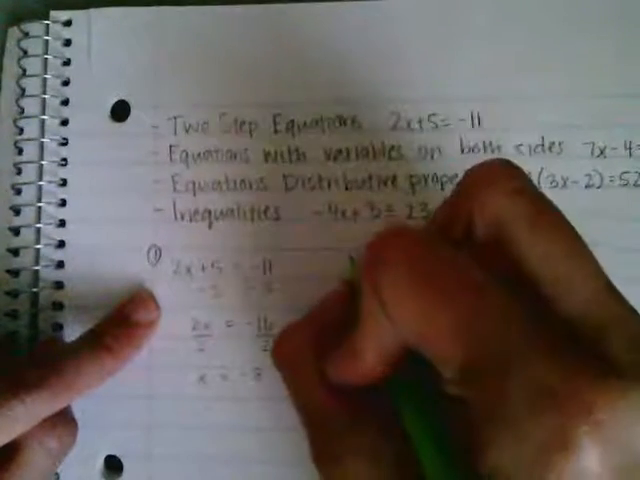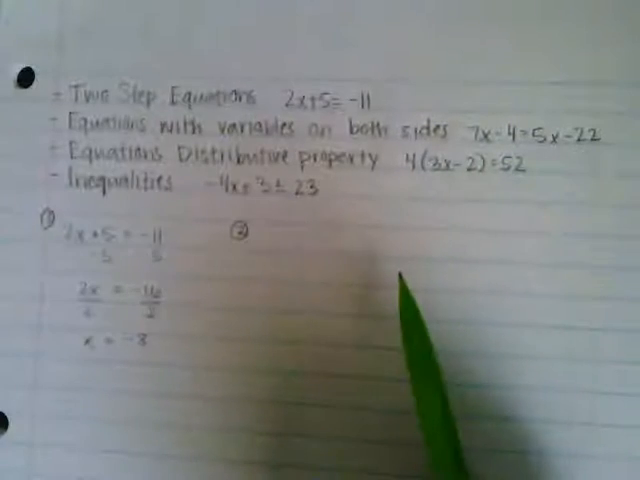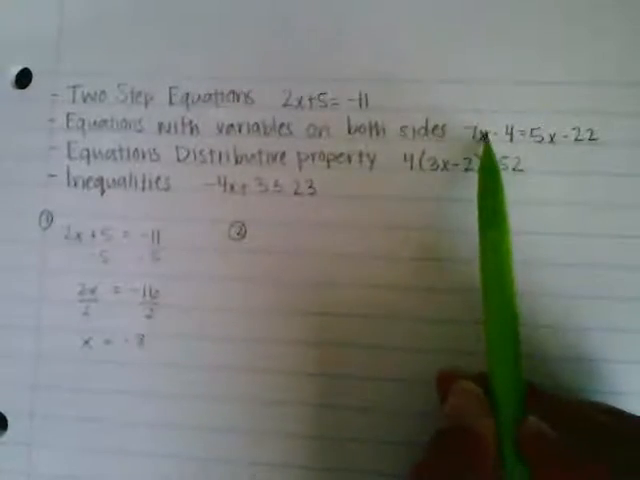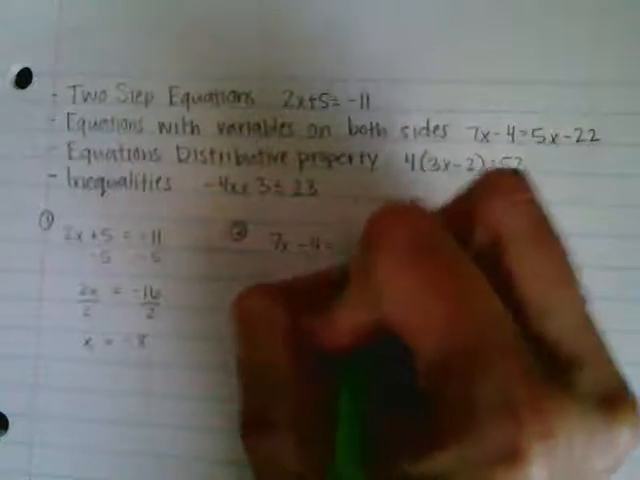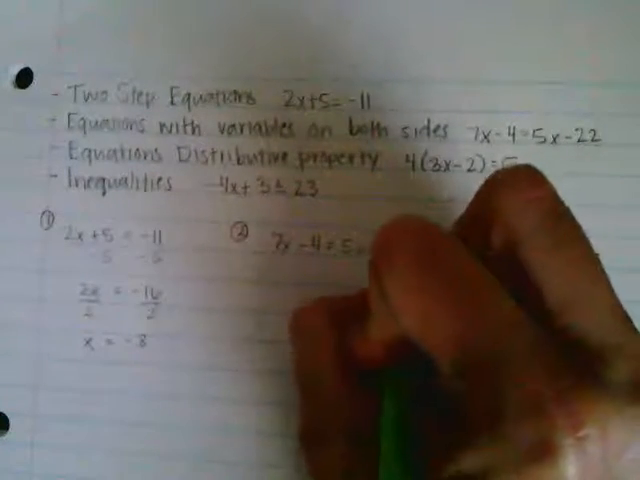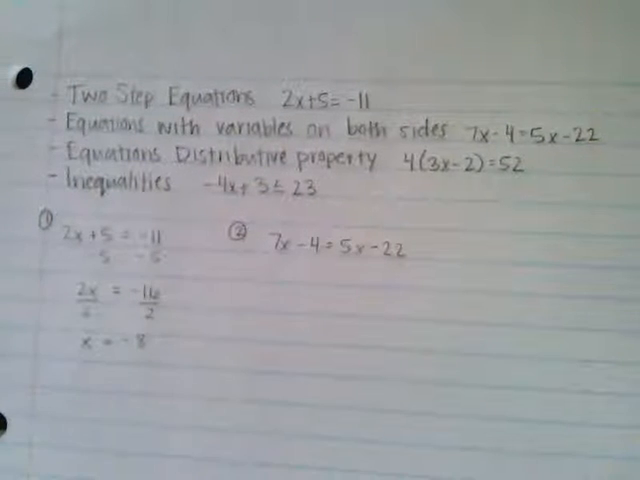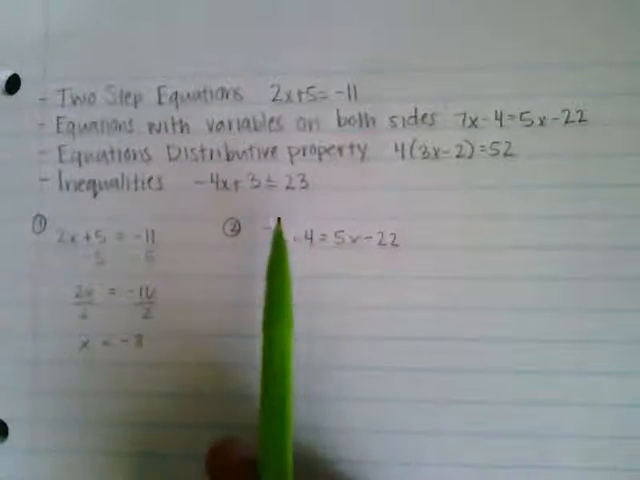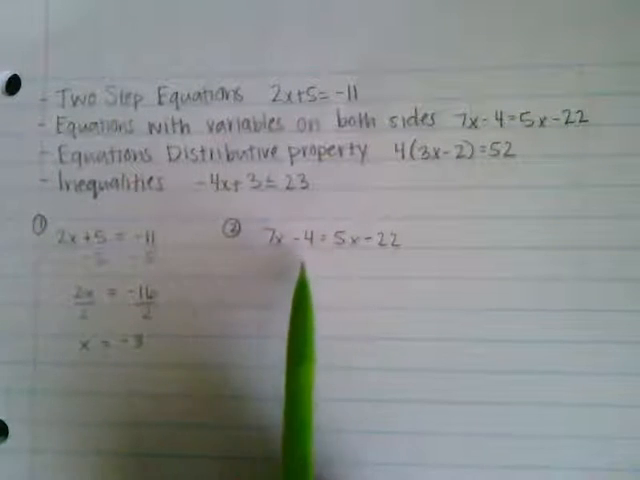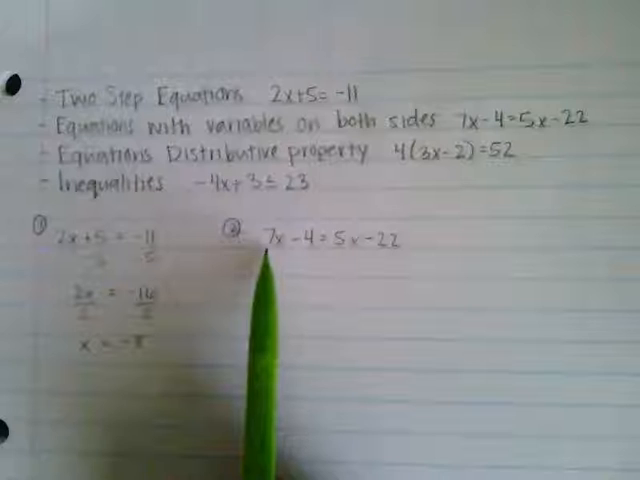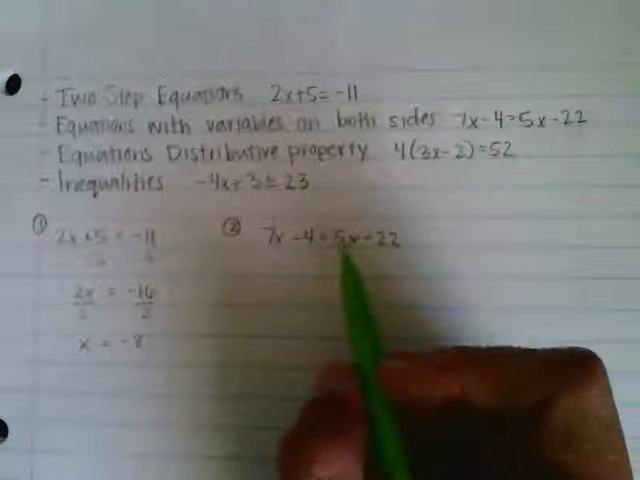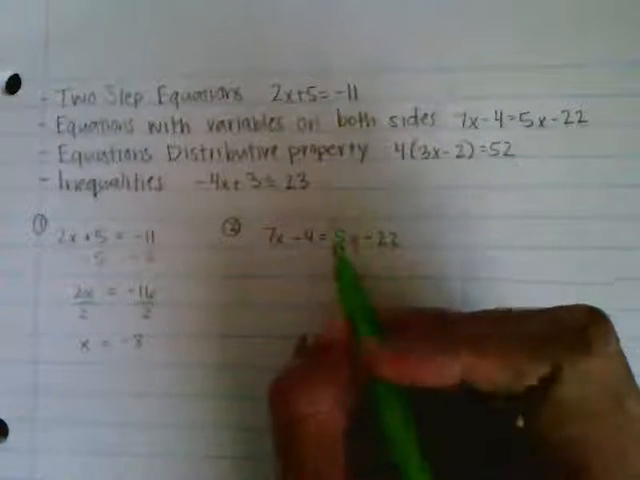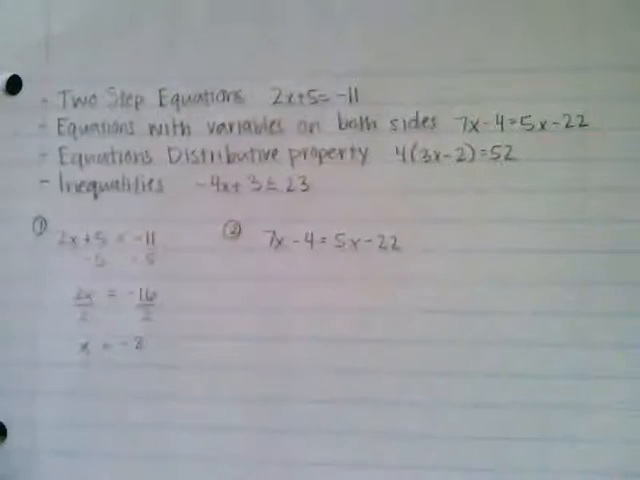Okay, now our next one is equations with variables on both sides. Now this works because our variables are both x. So I'm going to rewrite this. I've got 7x minus 4 equals 5x minus 22. The first goal that you have to set out to do is to get the x's on the same side, all the variables on the same side, which in this case is all x's, which is great because you can combine those because they are like terms. So you can condense those together.